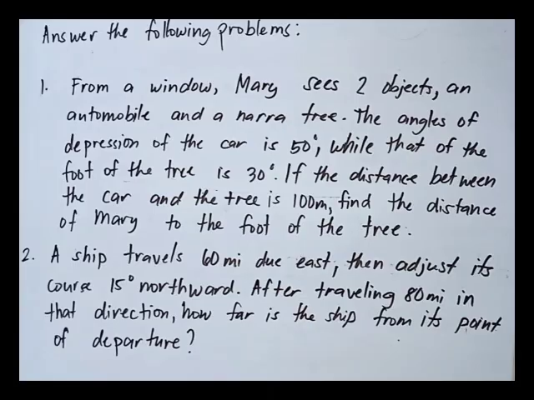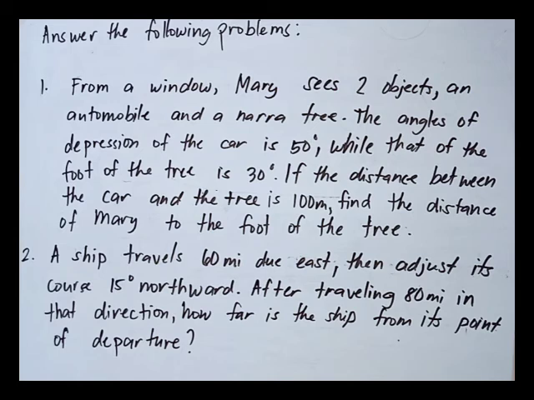So class, it's your turn. Answer the following problems. Number 1. From a window, Mary sees 2 objects, an automobile and a Nara tree. The angle of depression of the car is 50 degrees, while that of the foot of the tree is 30 degrees. If the distance between the car and the tree is 100 meters, find the distance of Mary to the foot of the tree. You can use a vertical line here to form a right angle in order to find some other angles, so that you can use either the law of sines or cosines.